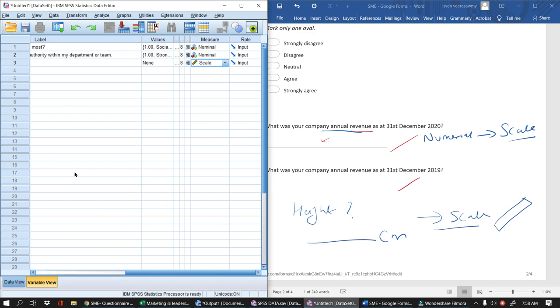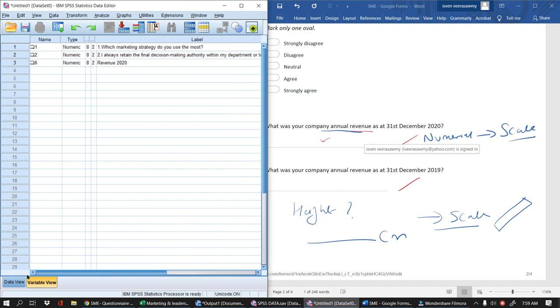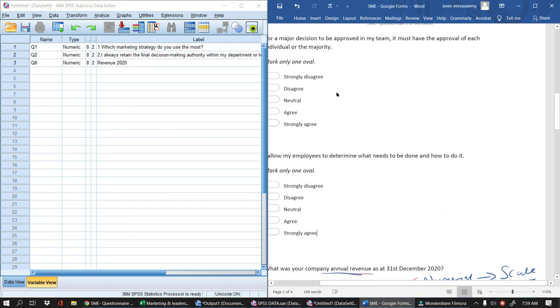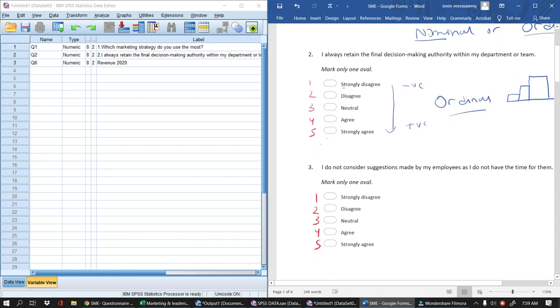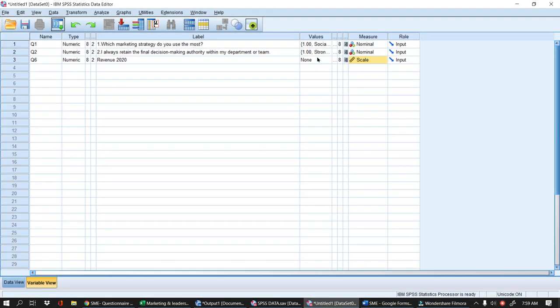So I'm going to complete the whole data set, and I'm going to show you the final variable view where you will have all your variables. This could take quite a bit of time if you have a big questionnaire. Let's take the example of this question. Here, the options, the categories are the same as this one. So you do not need to do the coding again.